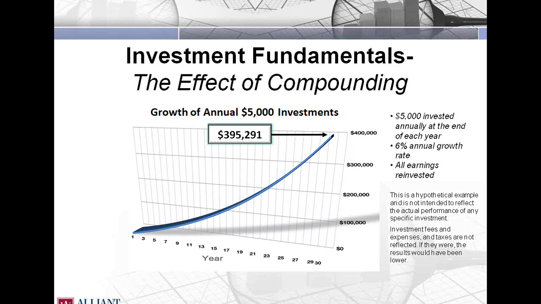So let's say you invest $5,000 a year for 30 years. After 30 years, you will have invested a total of $150,000. Yet assuming your funds grow at exactly 6% each year, because of compounding, after 30 years you'll have over $395,000.